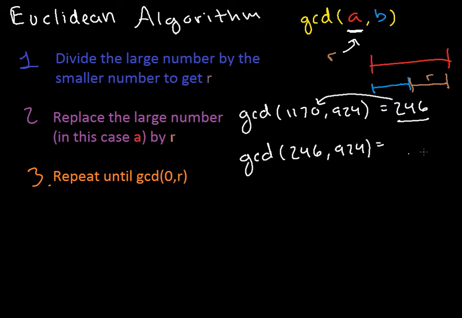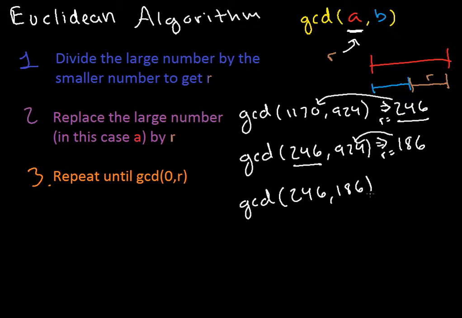And 924 can be divided by 246 3 times, so you get 246 times 3 plus 186. So the remainder is 186, and you replace the 924 with that. So I'm just going to write R equals. This implies that now the greatest common denominator is between 246 and 186.